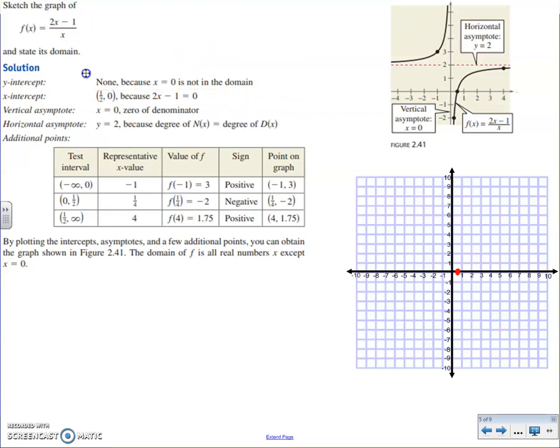Vertical asymptotes, you look at the denominator. It's by itself, that's just saying x can't be 0. So x equals 0 is the vertical asymptote. And that's also why we don't have a y-intercept.